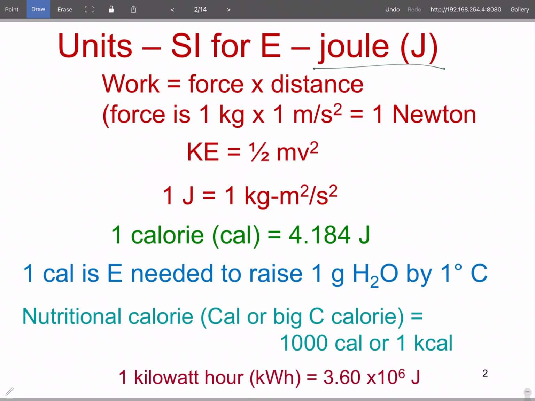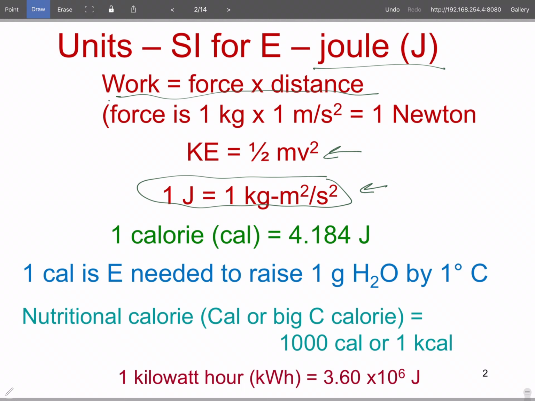Joule, by definition, is related to work. So, work is force times distance. Force is 1 kilogram times 1 meter per second squared, which is 1 Newton. But we're going to stick with joules. And kinetic energy is 1/2 times the mass times velocity squared. Okay, so this is one of our base units right here. Again, you don't have to memorize these.